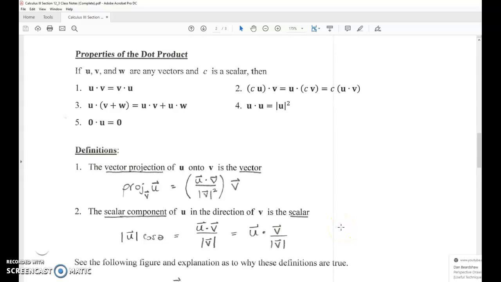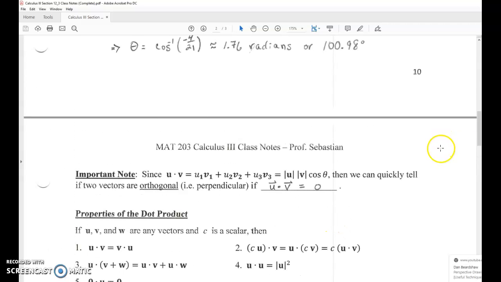All right, here we are with our Calc 3 notes again. This is page, oh, I forgot, 11? Where are we? Page 11.